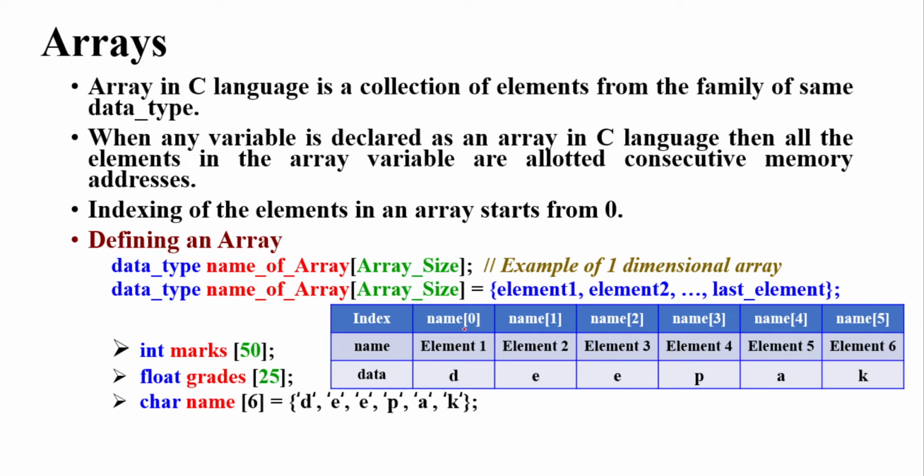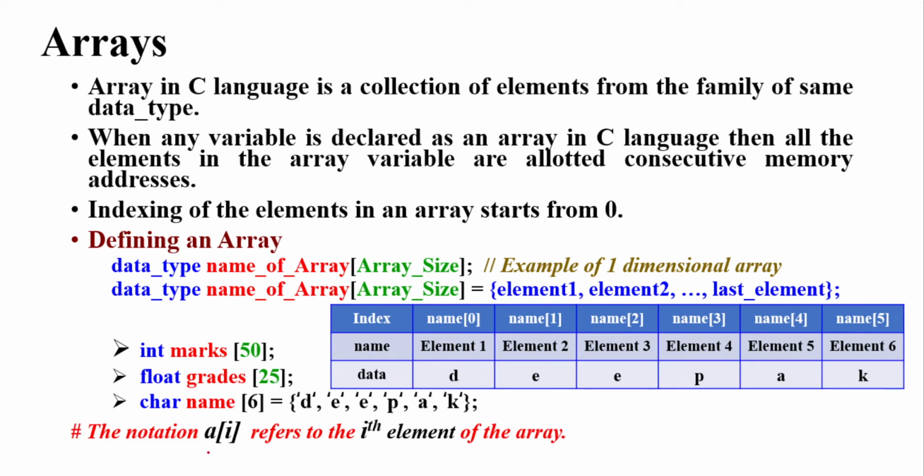So first of all, like I said, the indexing starts from 0. So name[0], the first element is indexed at 0, and the element's value is D, or the character is D. Similarly, the second element is indexed at 1, and the character is E. And similarly, if we keep on going, the last element, the sixth element, is indexed at 5, and the character is K. So in this way, the array is arranged in the memory.